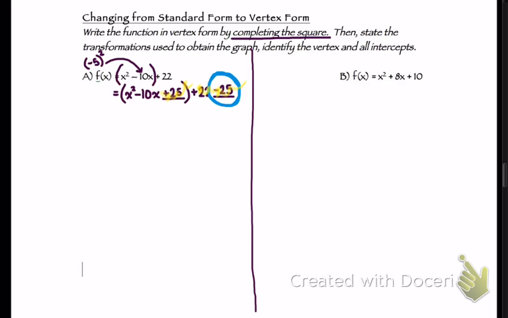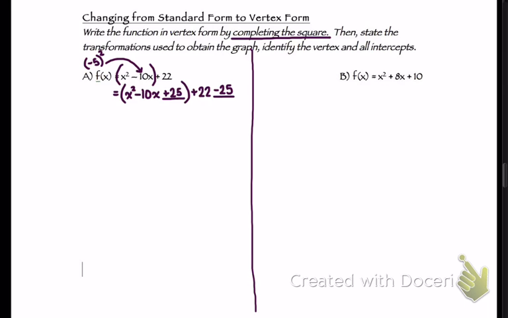Hopefully you're saying, no, you wouldn't. You'd be adding 50 and 22, so it would actually become plus 72 instead of plus 22. So that's the way you can always check yourself. Make sure that it stays balanced. You should be able to simplify it and get the original function back. If you're with me so far, that was the hardest part about doing this.